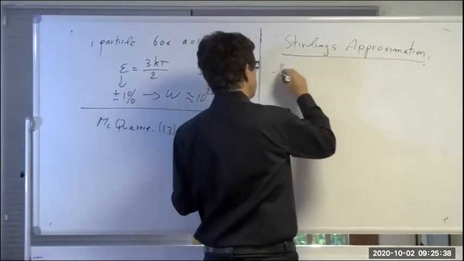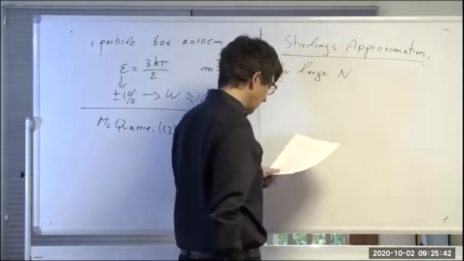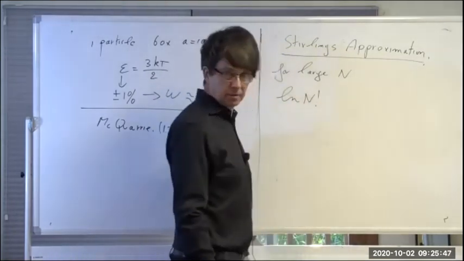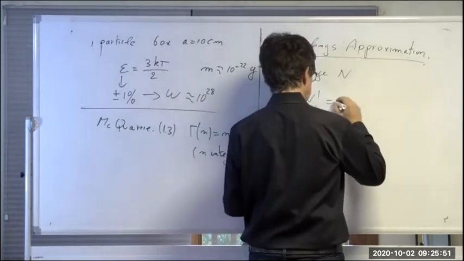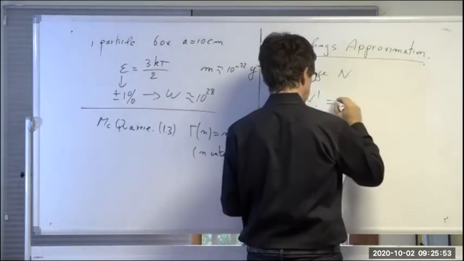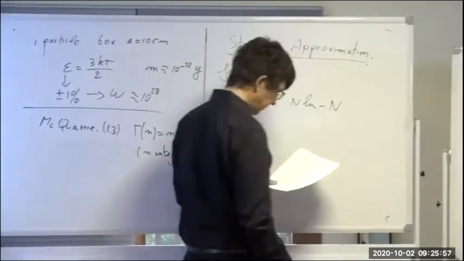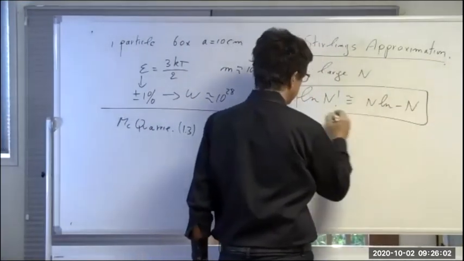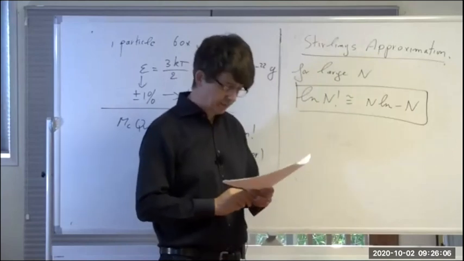So for large n, Stirling says that the log of n factorial is approximately equal to n log n minus n. Super useful. Okay, this will come back time and time again. So program it in your head.